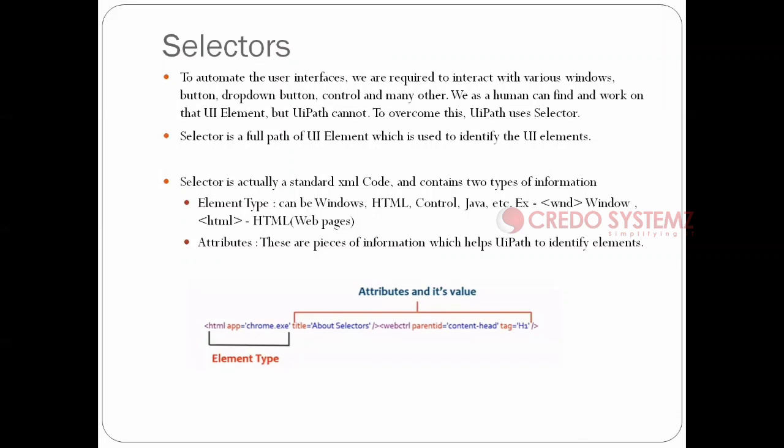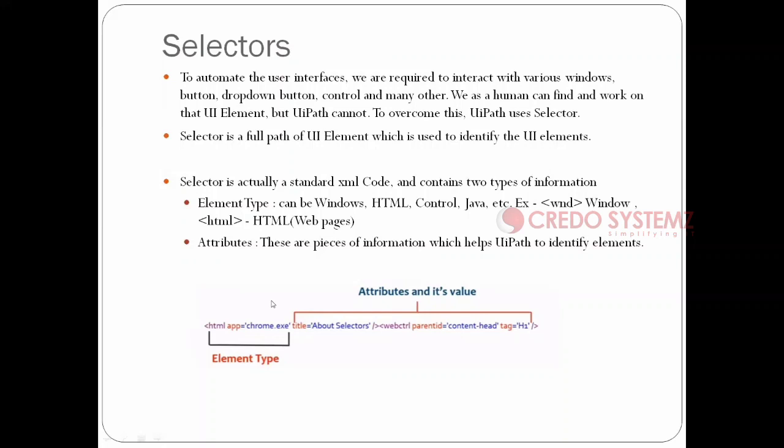So in our case, how will a selector actually look? This is an example of a selector, which contains an element type and an attribute. The element type could be a Windows application, an HTML application, a web application, or any kind of application that is your user interface. The element type gets displayed here. If I open chrome.exe and use a web browser, I would see the HTML app. So basically, when you're using web automation, a web selector, or a web browser in our case, you would get HTML as your element type.